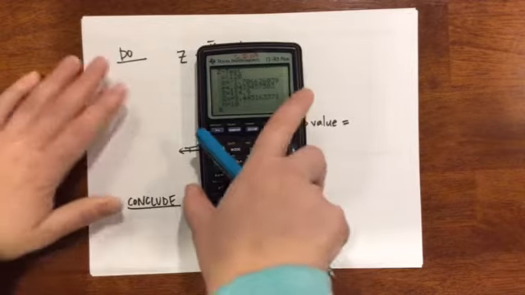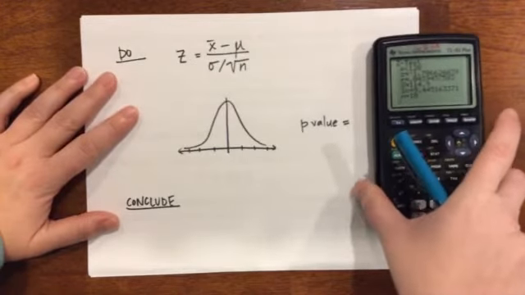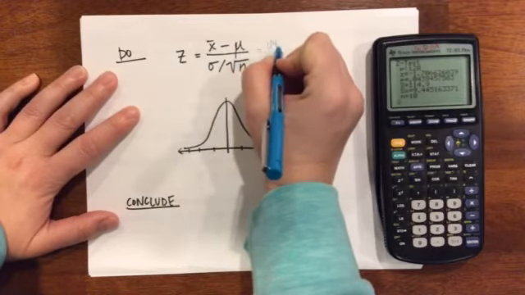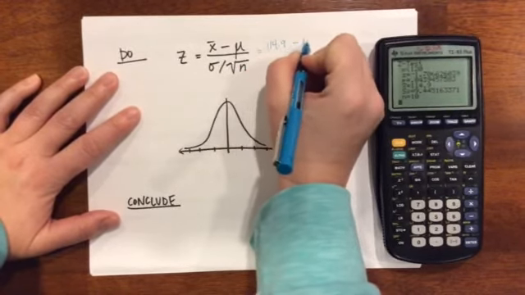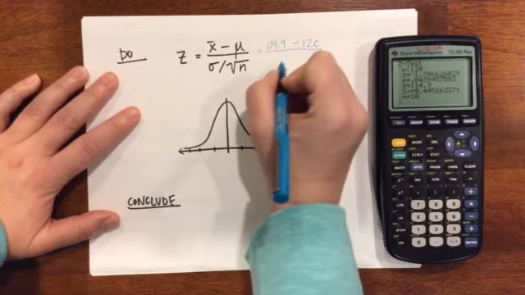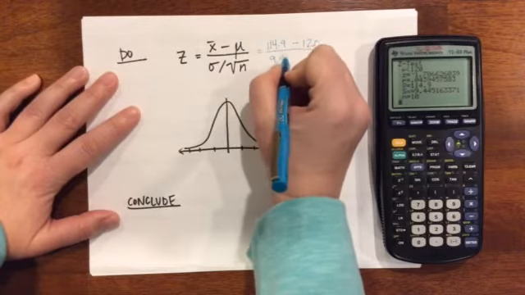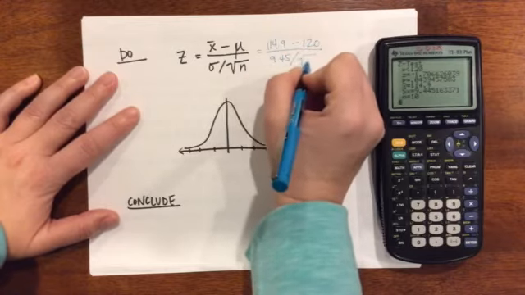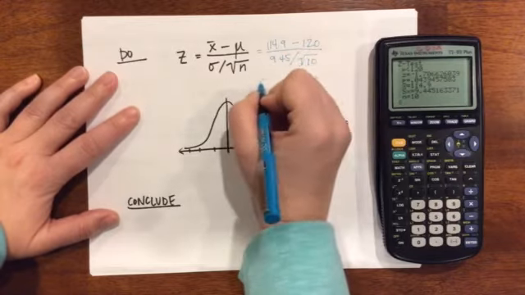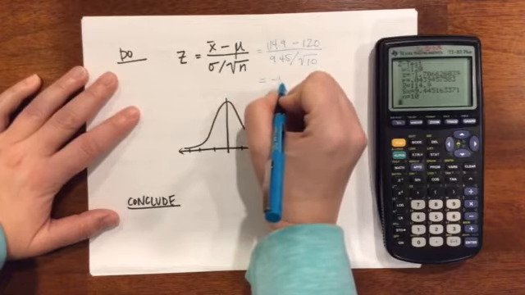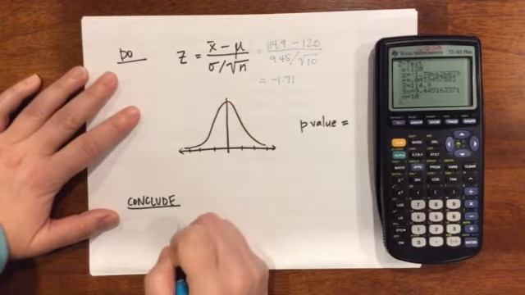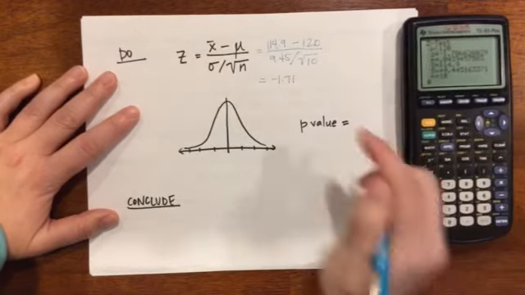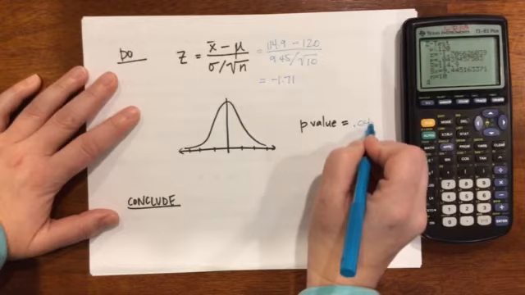And there's the information we need to plug into our formula, okay? So x bar is 114.9 minus mu, which we said was 120, over sigma, which we said was 9.45. So that was given and that was given. And actually the sample size was also given. And so that answer comes out to negative 1.71. You can just round that. And the p-value comes out to 0.044.